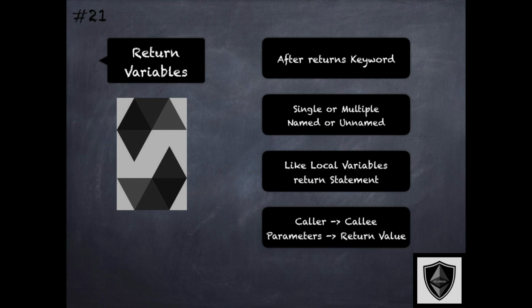So we have the caller that calls the callee. The caller specifies arguments that get assigned to the respective parameters of the callee function. The callee function works with these parameters in the context of that function, does something with them along with all the local variables that might be defined within that function. It can also use the state variables that are declared within that contract, and once it is done with that logic, it can return values back to the caller.